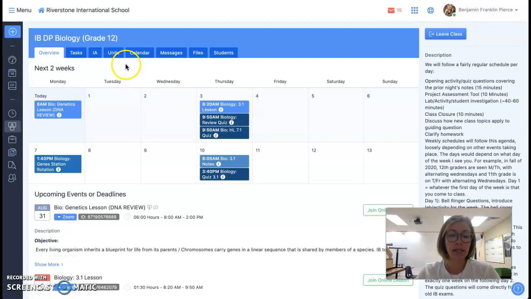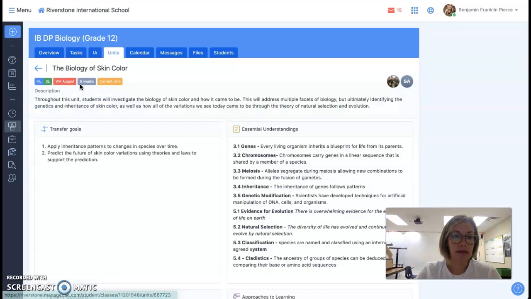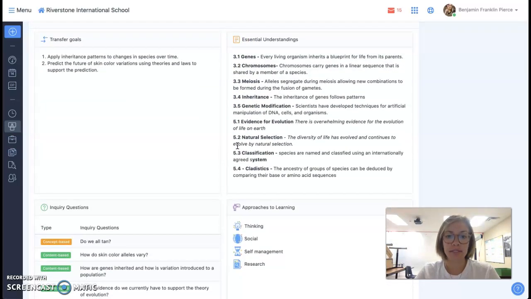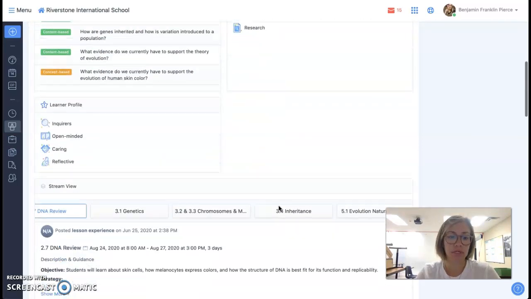But what I'd like you to start getting used to is seeing, okay, here are the units. And I know that we're in our biology of skin color unit, so I'm going to go ahead and check that. And then in here, really start looking over what these essential understandings are, because that's what you're going to be tested on in the IB. And then some of these inquiry questions are going to be what we approach in class.